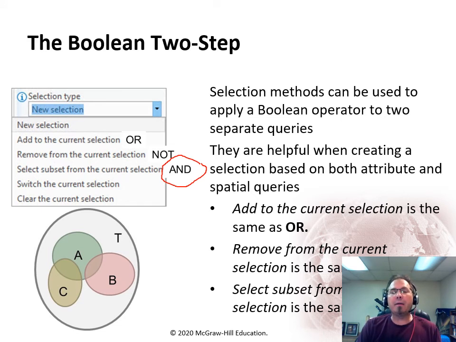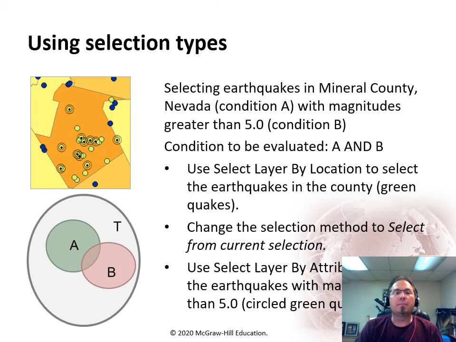These can be combined, like I said, either attribute or spatial query, attribute to spatial, it doesn't matter. So if I want to select earthquakes in Mineral County, Nevada with magnitudes greater than 5.0, so that's A and B. I use select layer by location to select earthquakes in the county. That's the first thing I do. That's a select by location, excuse me, not an attribute selection. Now that's a new selection.